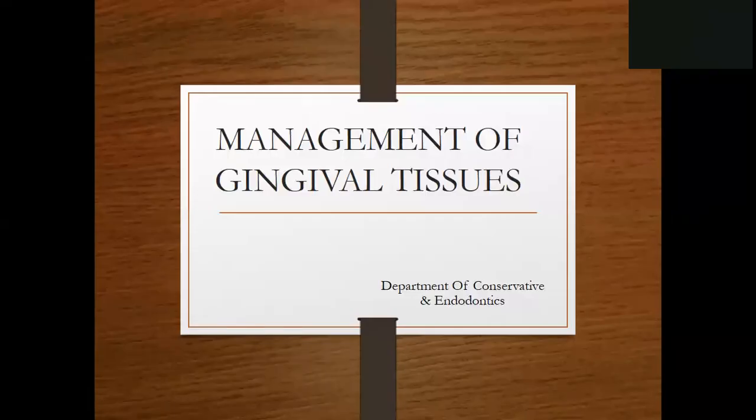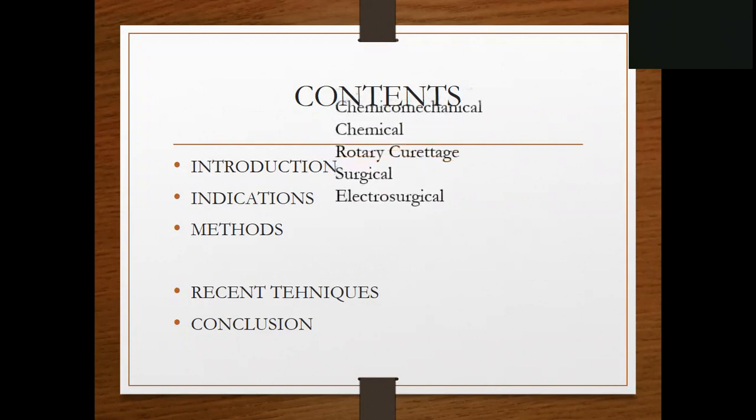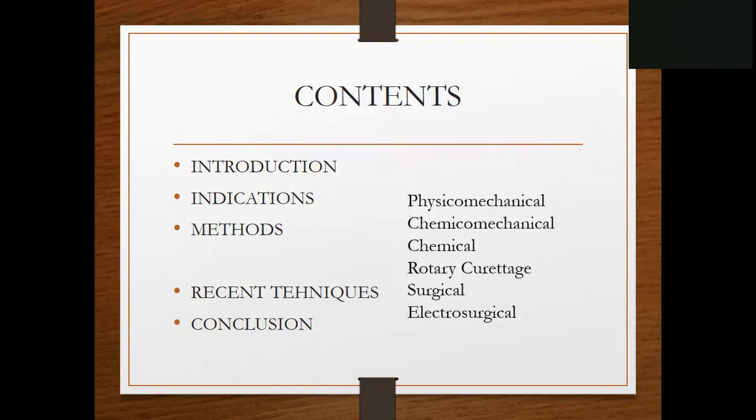Management of gingival tissues. Under this topic, the contents we are dealing with are the introduction, indications, methods, recent techniques, and conclusion. The various methods that we are dealing with are physico-mechanical, chemico-mechanical, chemical, rotary curettage, surgical, and electrosurgical. These are the 6 methods that we use to manage the soft tissue, that is gingival tissue.